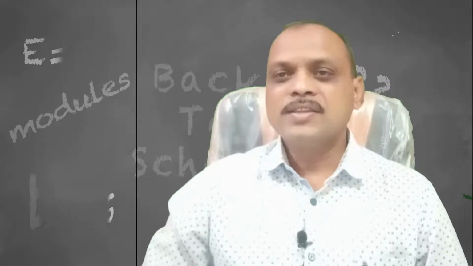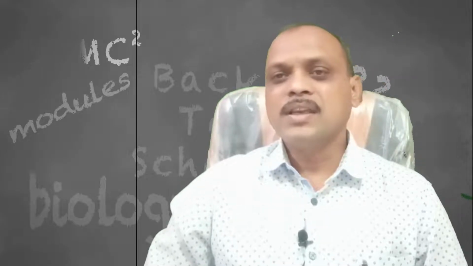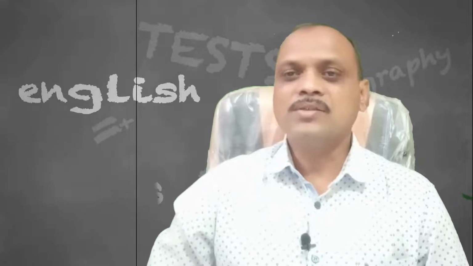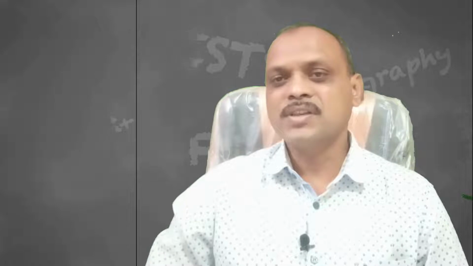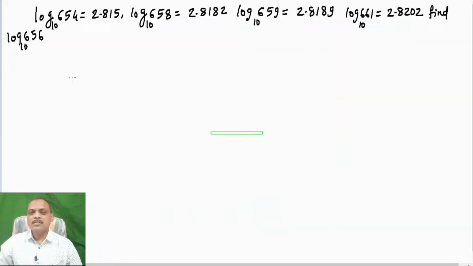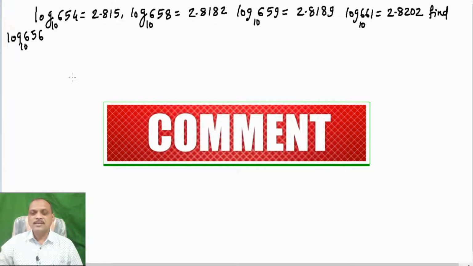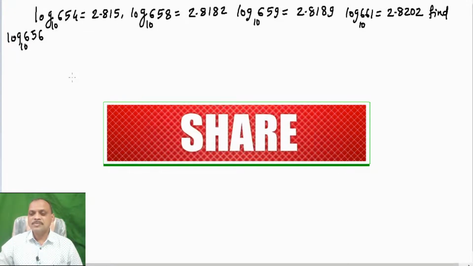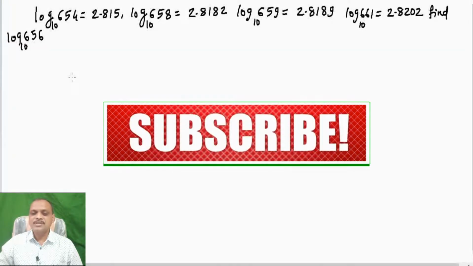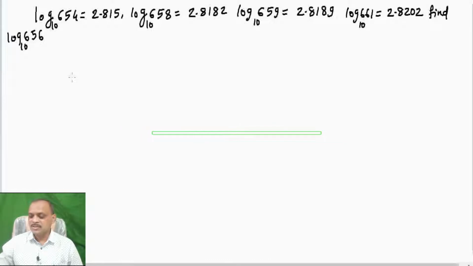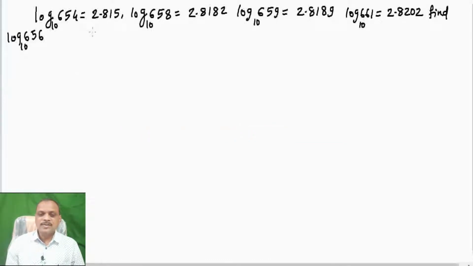Hello friends, in this new video we see how to apply the Lagrange's interpolation formula to find the value of a function at a particular point. Some values are given: log of 654, log of 658, log of 659, log of 661, and we have to find log of 656. So here we consider this as a function.